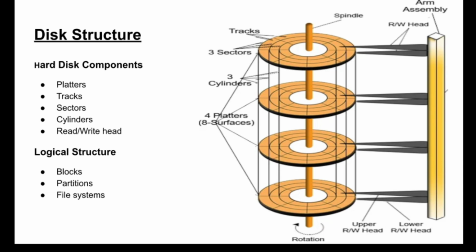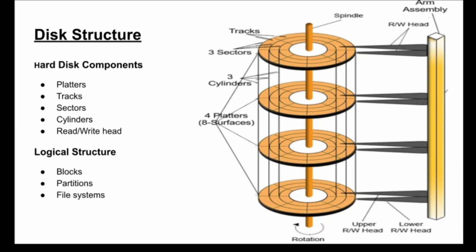Cylinders are a group of tracks on different platters that lie one above another. I think it's very visible from the diagram shown here. Now let's talk about the read or write head. This head reads data from the platter and writes data into it.